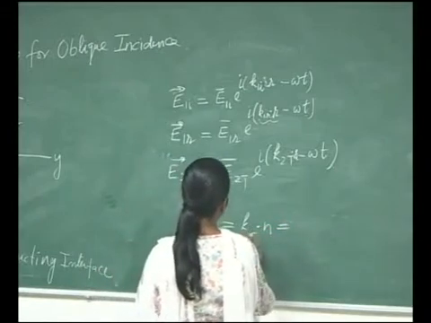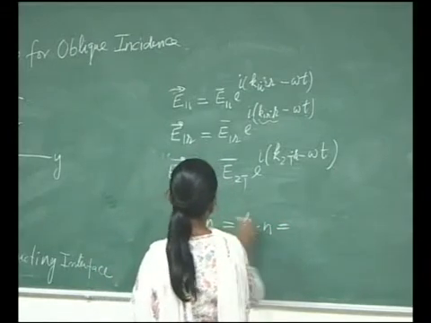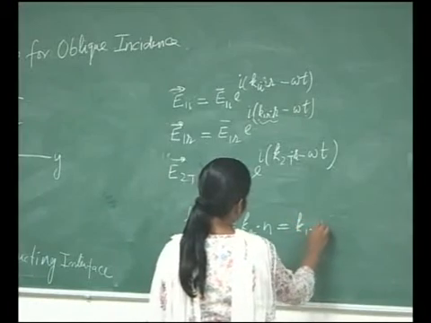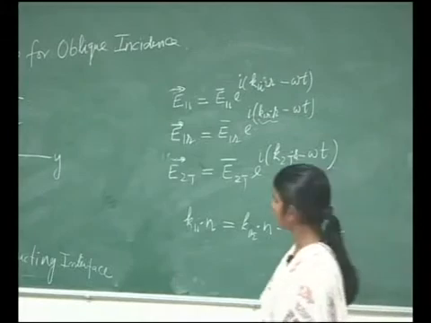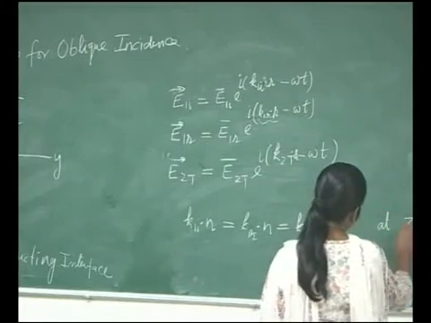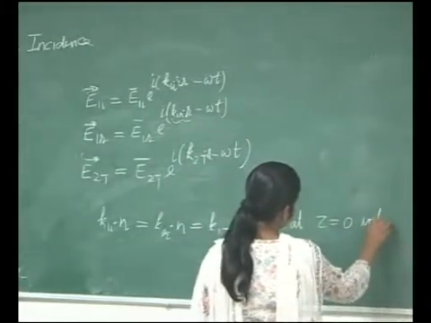is equal to K1R, K1I and K1T dot n. This is the condition at the Z is equal to 0 interface.